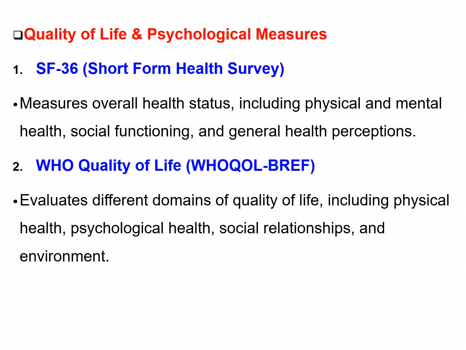So the first one is SF36, short form health survey. This measures the overall health status, including physical and mental health, social functioning, and general health perceptions. Number 2, WHO quality of life, WHOQOL-BREF. It evaluates the different domains of quality of life, including physical health, psychological health, and social relationship and environment.